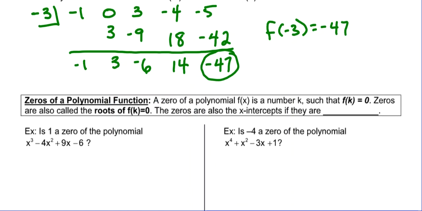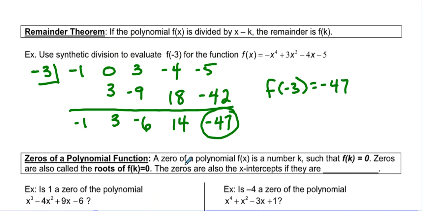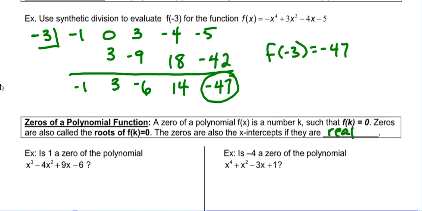Alright, so you can test to see if a value is a 0 of the function by checking to see if the remainder is 0. If the remainder is 0, then that means it divided evenly. And in this sentence here, it says zeros are also called roots, and they're also x-intercepts if they are real. If they are imaginary, then they would not be x-intercepts.